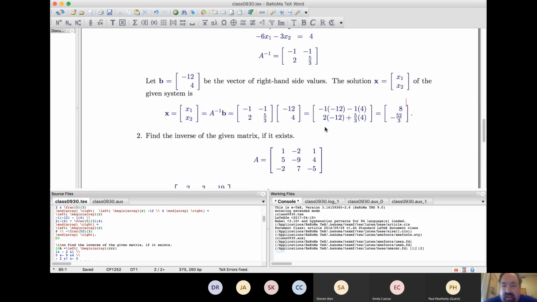Okay. I want to reiterate the other way of doing matrix vector multiplication that you might find preferable to use. Notice what happened here, where the first column, -1 and 2, is multiplied by the first element, -12. And then the second column, -1 and 5/3, is multiplied by the second element, 4. You can see that here. And then we just add that up and get the result this way.